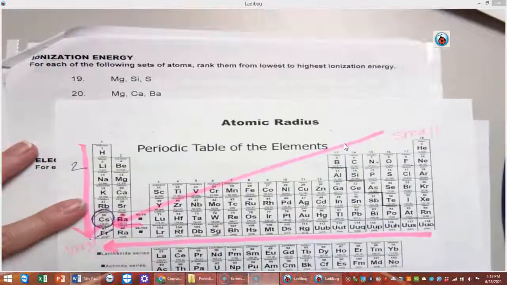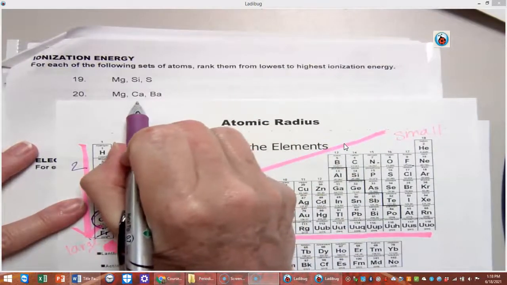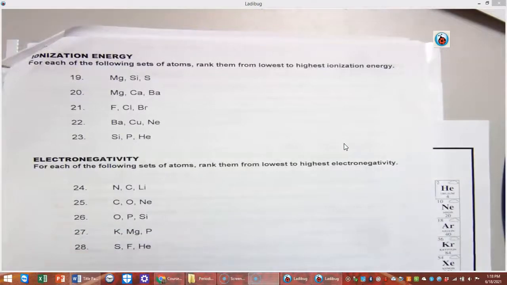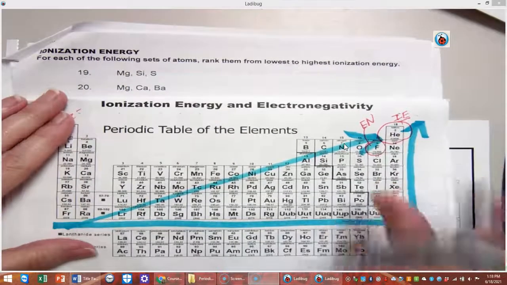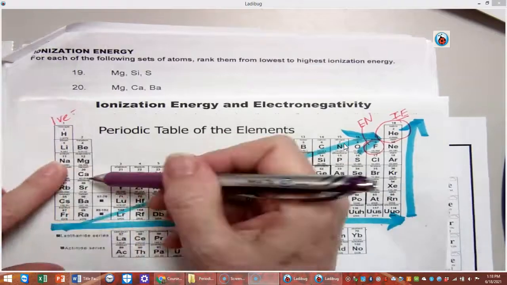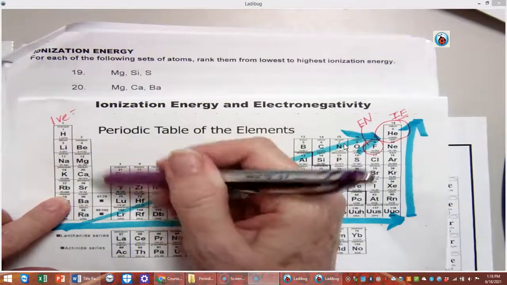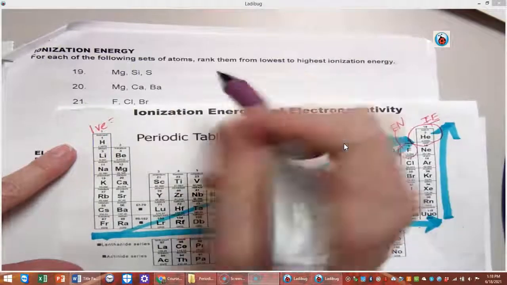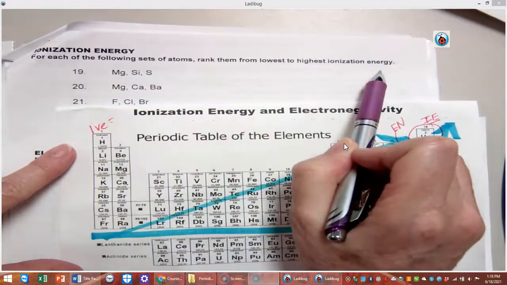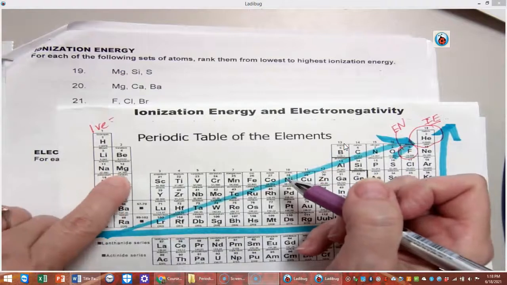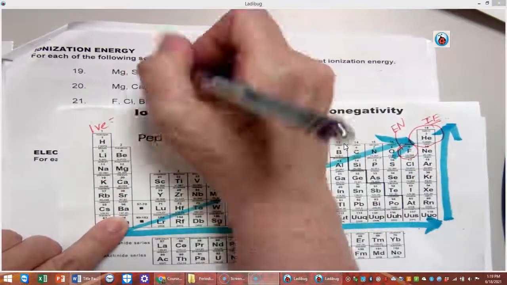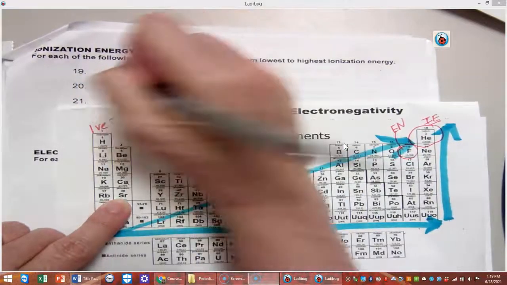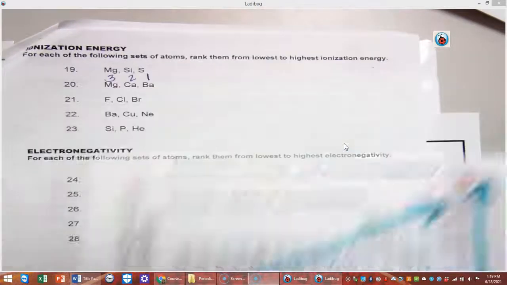Let's take, for example, magnesium. We've got magnesium, calcium, and barium. Okay, so I've got magnesium, calcium, barium. They're all in the same family. And then what do we know? They increase going up. So we want to rank them from lowest to highest ionization energy. So if it increases going up, that would be the least, then calcium, and then magnesium, right? Okay, so you're going to do that for each set.